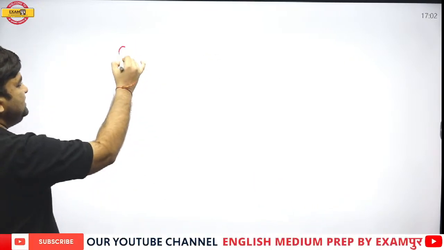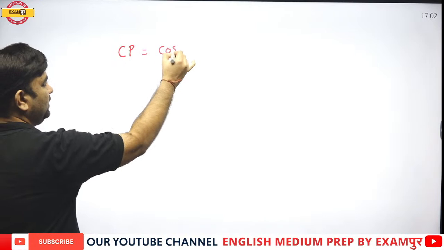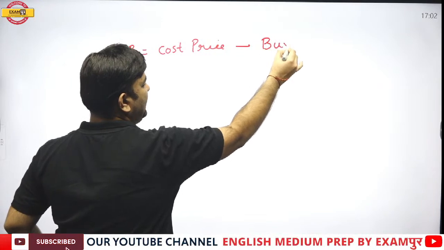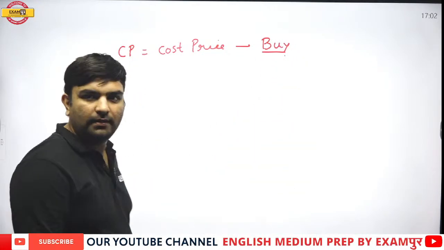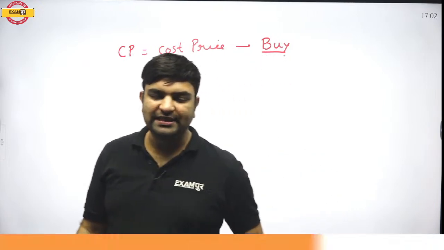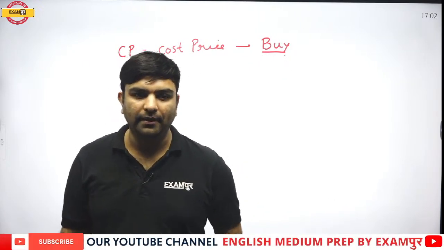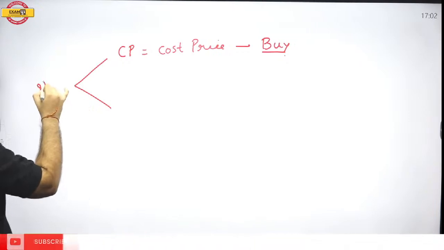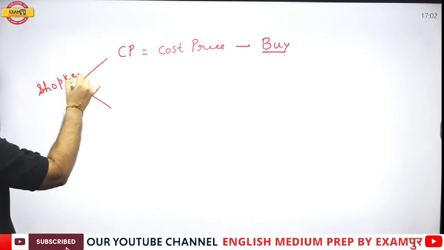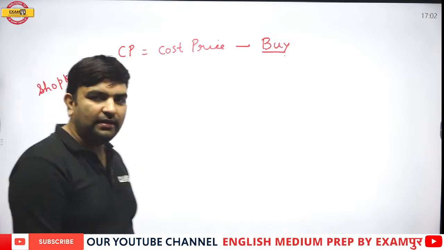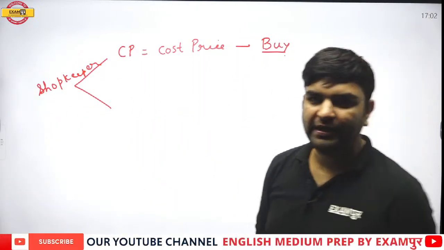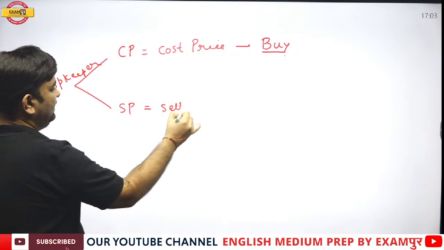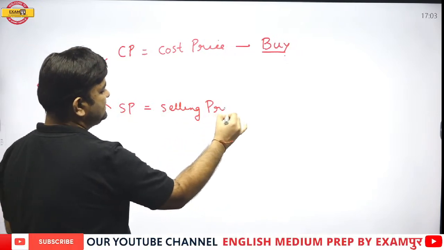The terminologies are: CP is cost price, the price at which an article is bought. Generally, we would be dealing with this session in respect of a shopkeeper. For a shopkeeper, he would first be buying a thing at a cost price, then he would be selling it at the selling price.